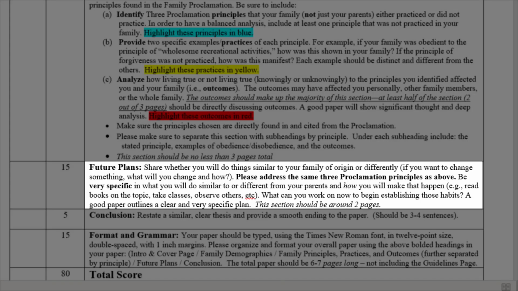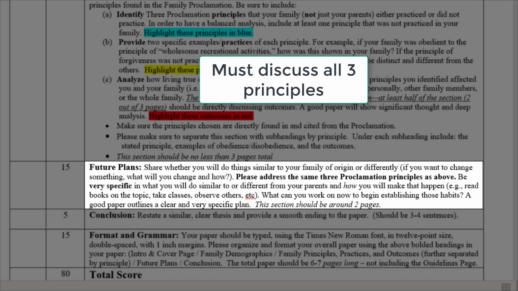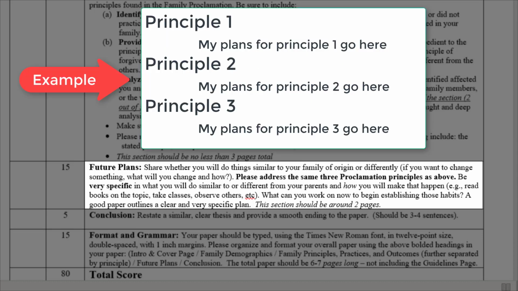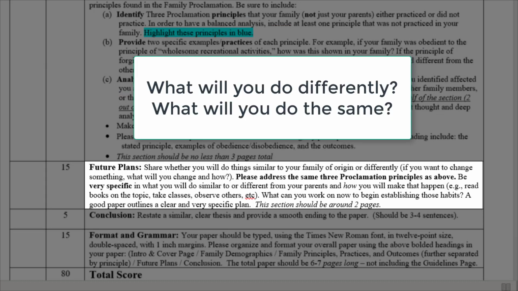The next part is for your future plans. You should spend about 2 pages explaining how you will implement each of the principles above in your family of choice. You must discuss all 3 principles to get full credit. Please divide this into 3 separate paragraphs, 1 for each principle. As you share your plans, mention things you will do differently and things you will do the same as your family of origin. Be specific in your plans and what you will do or not do to implement each principle.